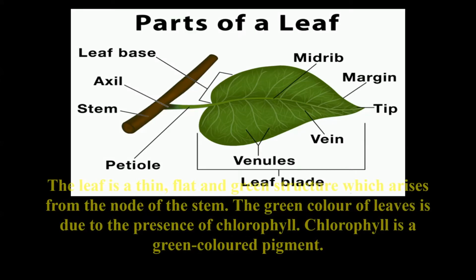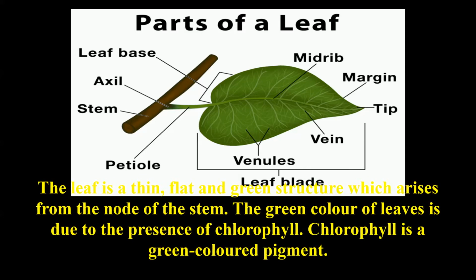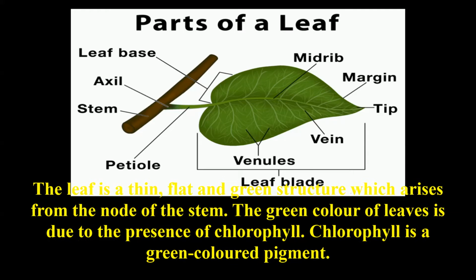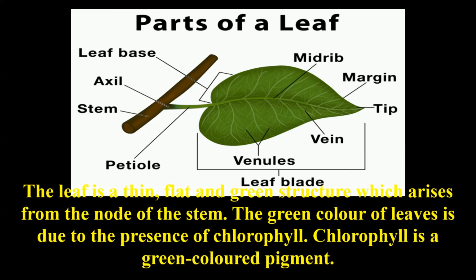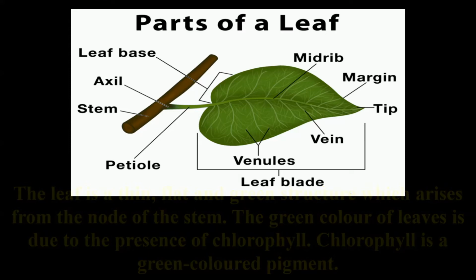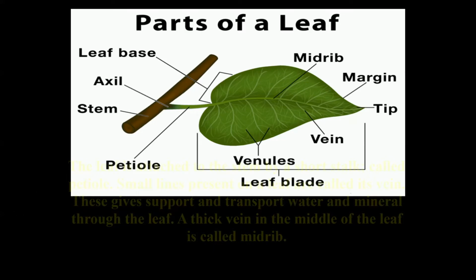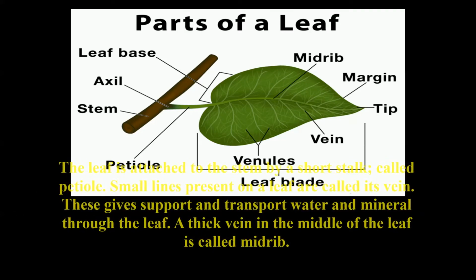The leaf is a thin, flat and green structure which arises from the node of the stem. The green color of a leaf is due to the presence of chlorophyll. The chlorophyll is a green color pigment. The flat green portion of a leaf is called a leaf blade or lamina. The leaf is attached to the stem by a short stalk called petiole.